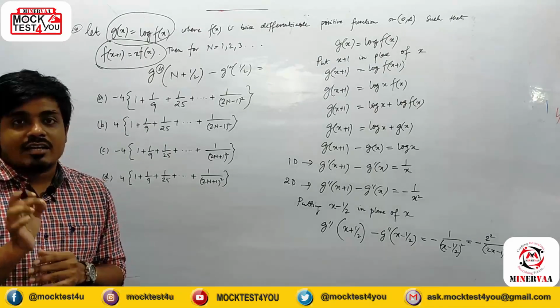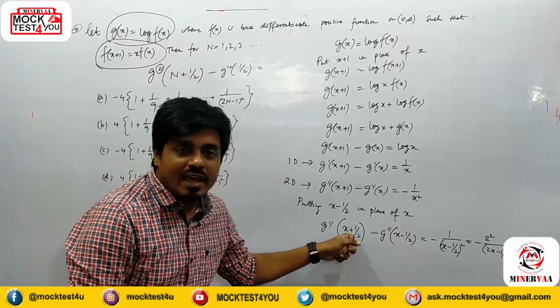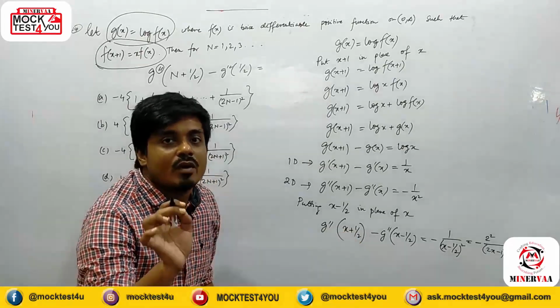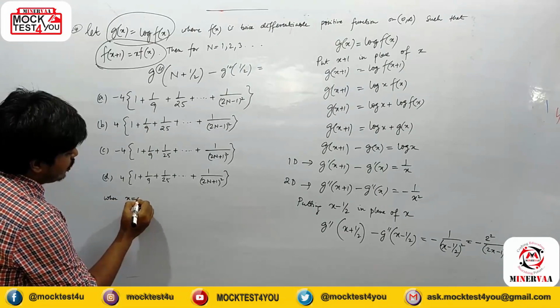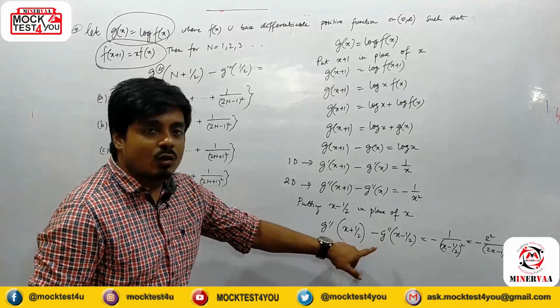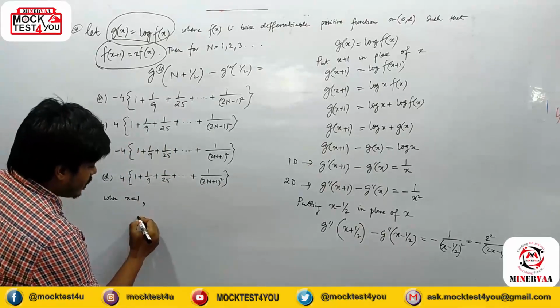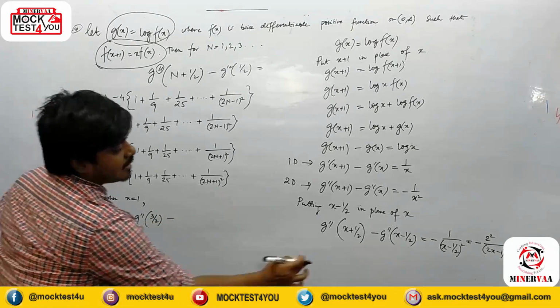Acha, now what we do is, in place of x, now keep on writing some values. When x equal to 1, let us see. When x equal to 1, what happens? 1 plus half is what? 3 by 2. G double dash 3 by 2 minus g double dash, x equal to 1.